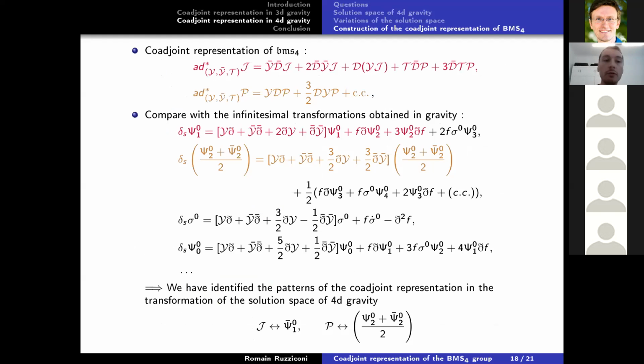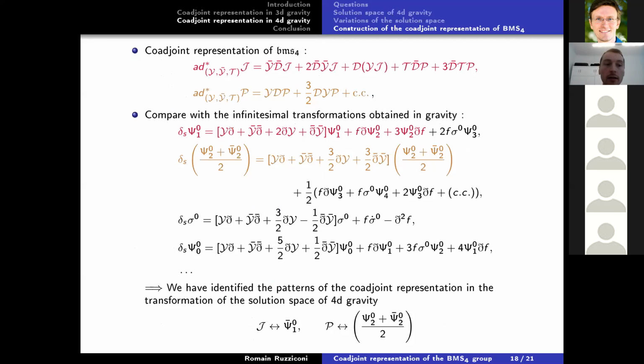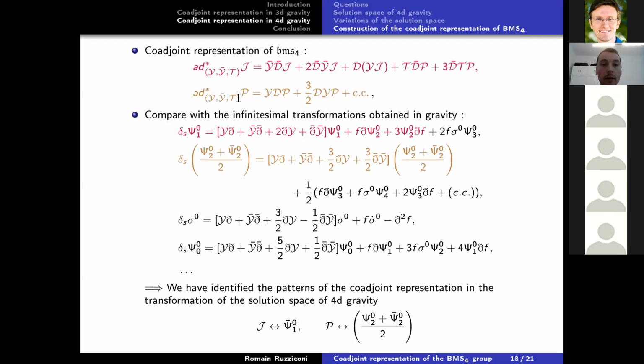Okay, so now that you have the commutation relations for the BMS algebra and that you have a definition of a pairing here, you can actually construct explicitly the coadjoint representation of the BMS4 algebra. And so this representation will act on the dual of my algebra, so on these elements of BMS4 star. And they are given by the following expressions.